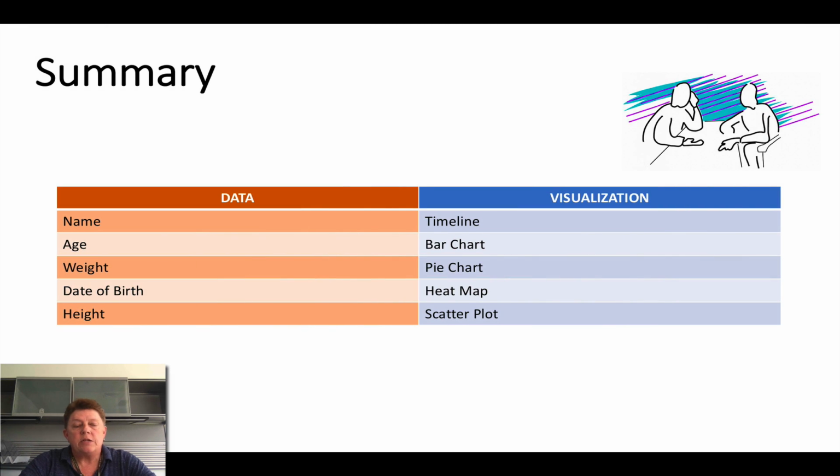So, summary, here's a table for you. Data includes names, age, weight, date of birth, height. The visualization, on the other hand, would be a timeline, bar chart, pie chart, heat map, and scatter plot.